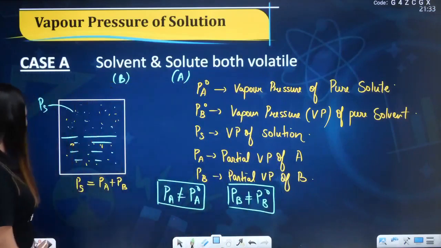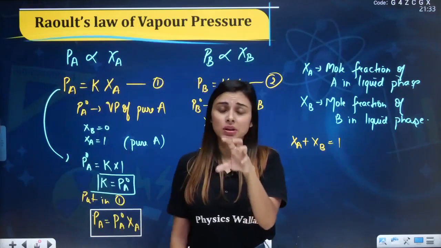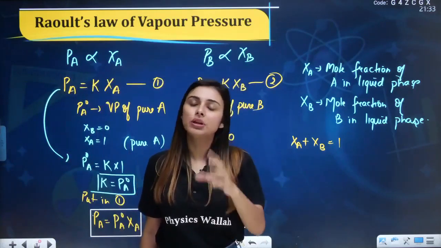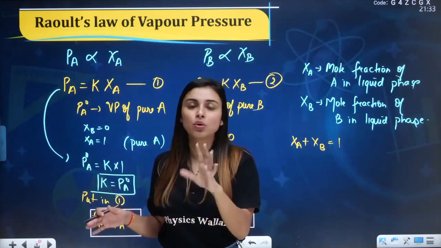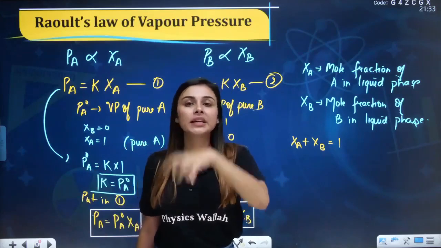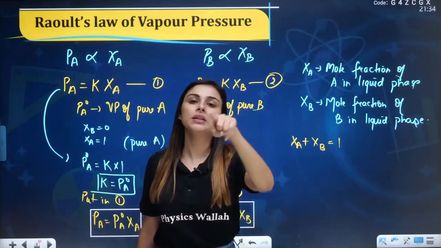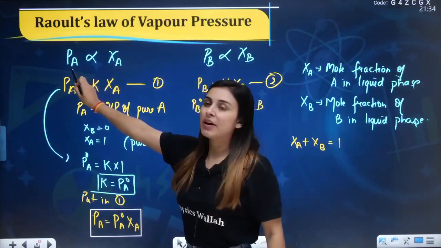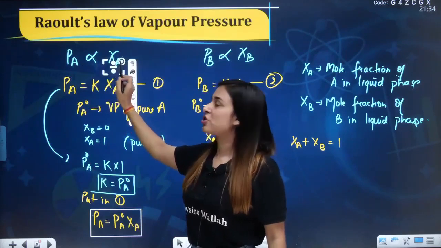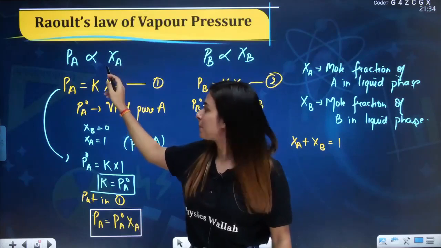So what does Raoult's law tell you? Raoult's law tells you that the partial pressure of a component in a mixture is directly proportional. You'll get the definition as well, don't worry. First understand it. The partial pressure of a component in a solution is directly proportional to the mole fraction of that component in the liquid phase.